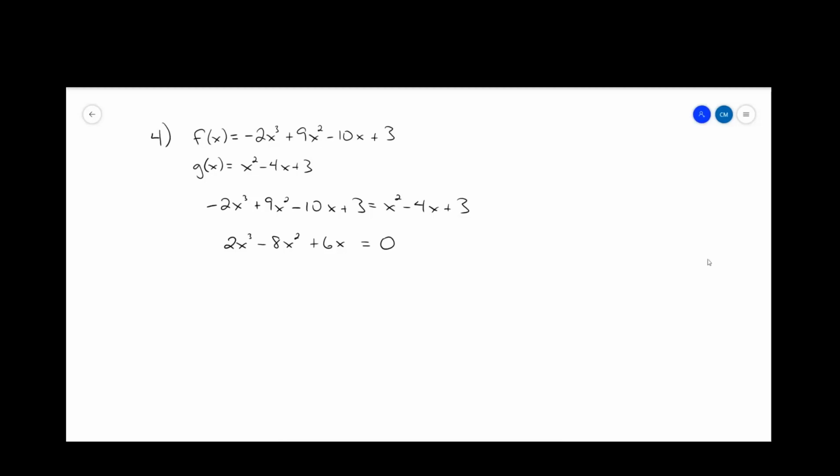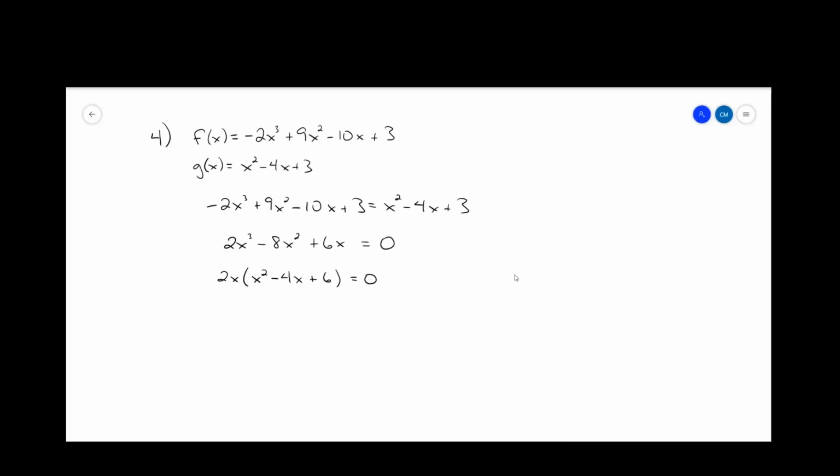So it looks like we can factor a 2x out of there, right? And if we do that, we're going to be left with x squared minus 4x plus 6. Hold on a second. Let me make sure I'm doing that right. Plus 3, right?